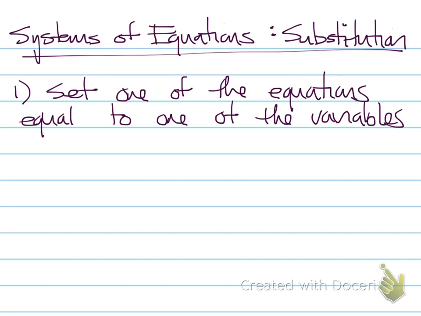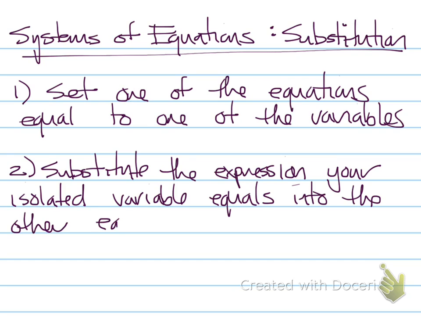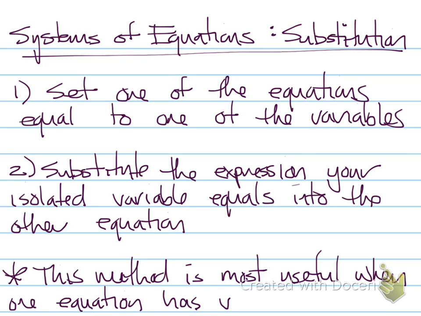First thing you want to do is, if one of the equations is not already set equal to one of the variables, you want to set one of the equations equal to either x or y or one of the variables. And then you're going to substitute what that variable equals into the other equation for that variable. Now this method is the most useful whenever one of the equations is already set equal to a variable.